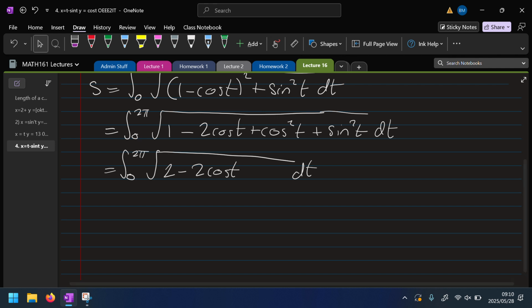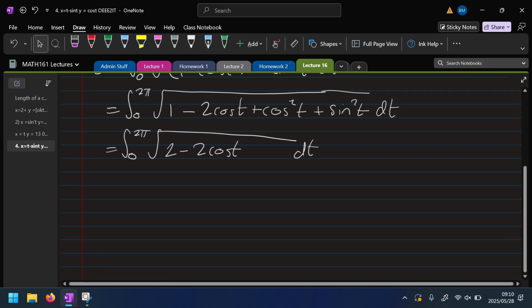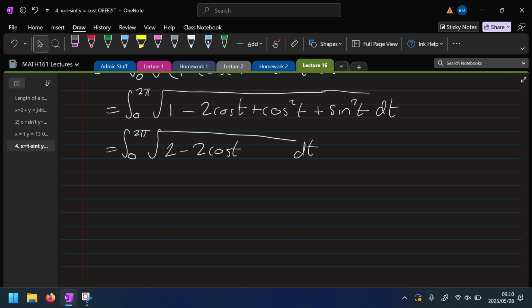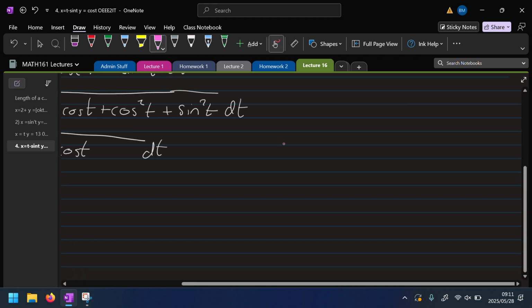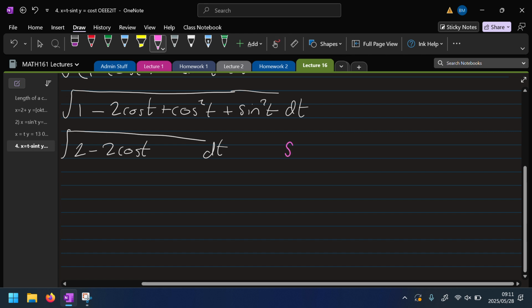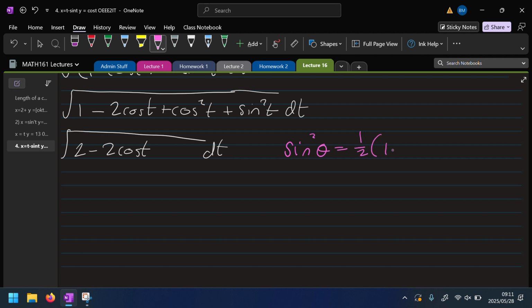So what can we do from here? So we've got 2 minus 2 cos t. Let's see what we can do with this. So this sort of looks like what we do with sine squared and cos squared to write it in terms of cos. So just on the side, I'll put a little reminder. Remember, if we have sine squared theta, this is going to be 1/2 1 minus cos 2 theta. Right, from before when we did the trig integrals.